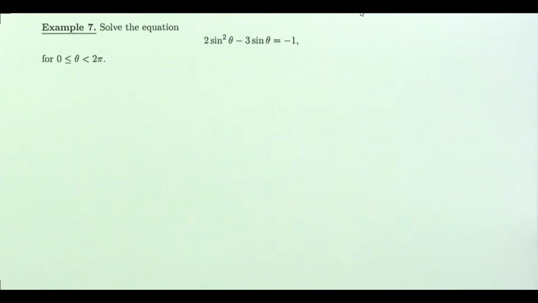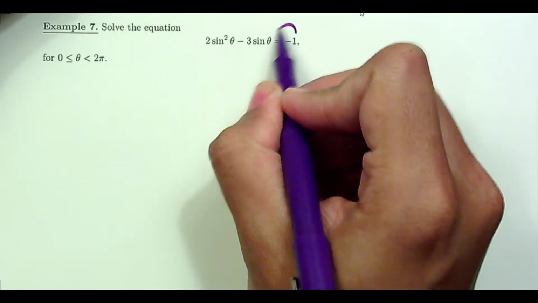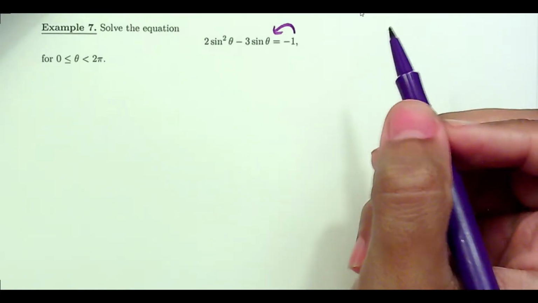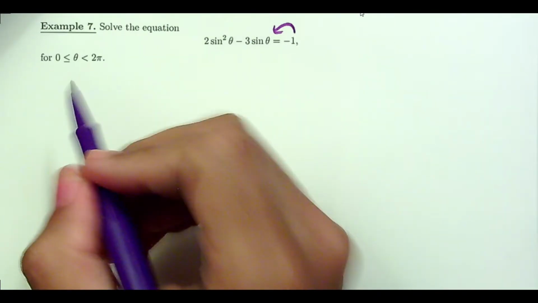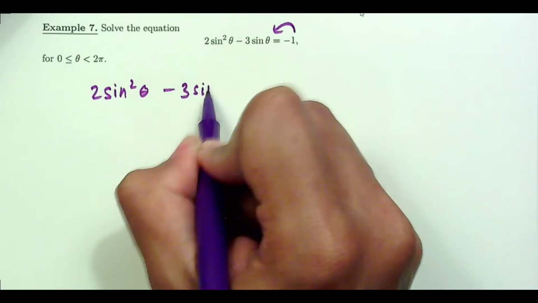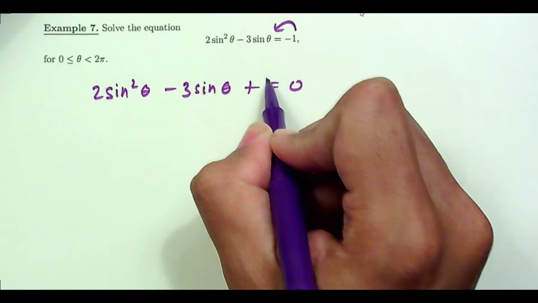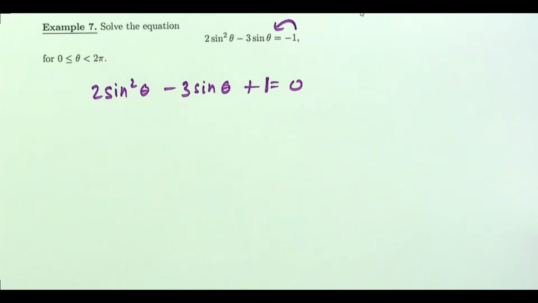If you remember from college algebra, the way to solve quadratic equations, the first step is you want everything on one side, usually the left, so you have 0 on the other side. So the first thing that I'm going to do here is to move the -1 to the left, and the equation is then going to become 2 sine squared of theta minus 3 sine of theta plus 1 equals 0. Okay, so that would be the first step.